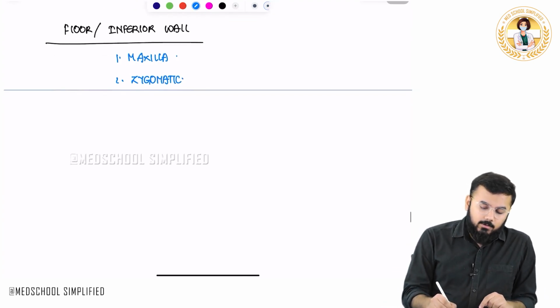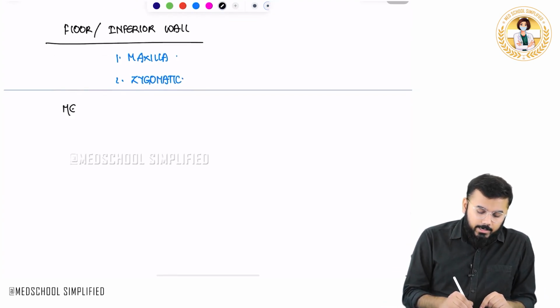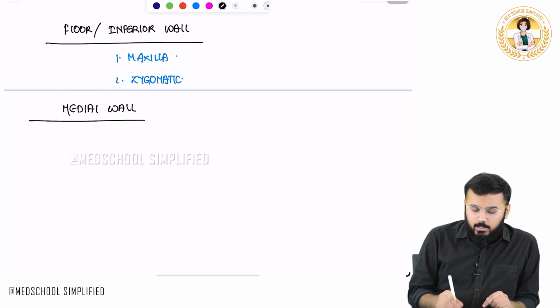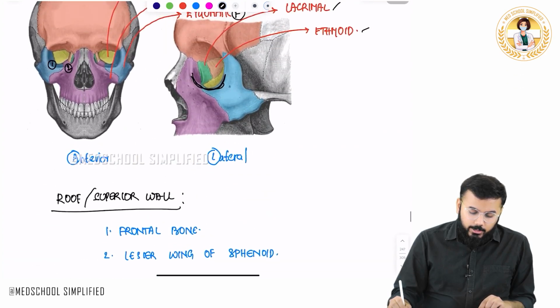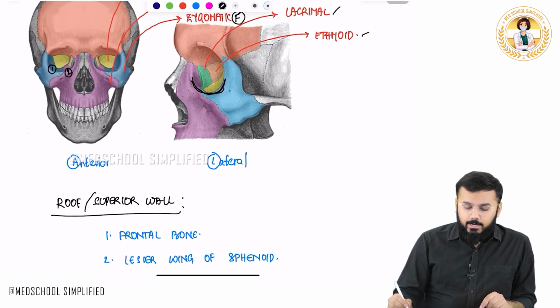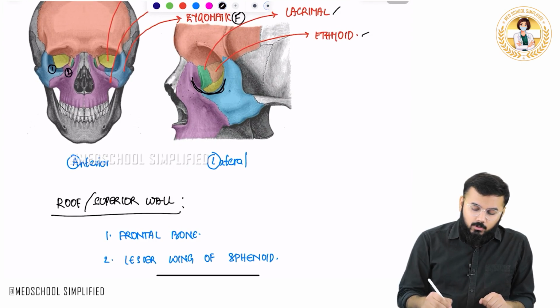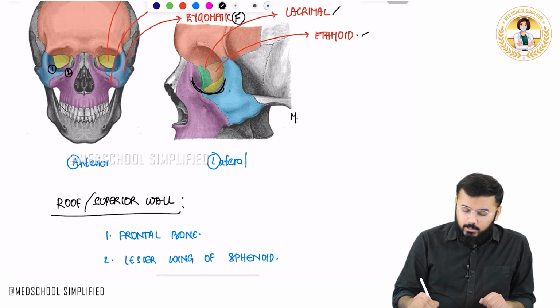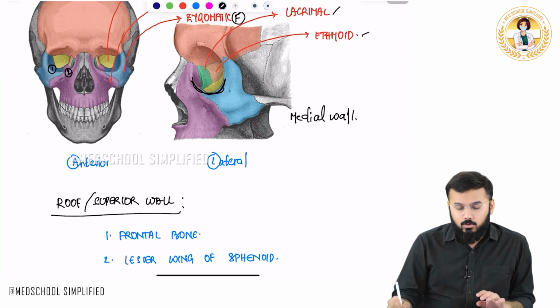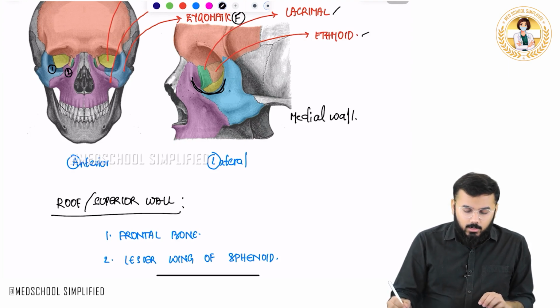After that, let us see what are the bones that are forming the medial wall. Again, let us look into the picture. See, this is the medial wall. Yes or no? So the wall over here is your medial wall. You can also see the medial as well as the lateral wall, but very clearly you can see the medial wall. So here the medial wall is formed by a few bones.